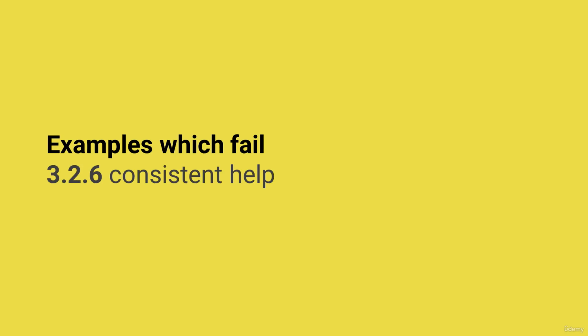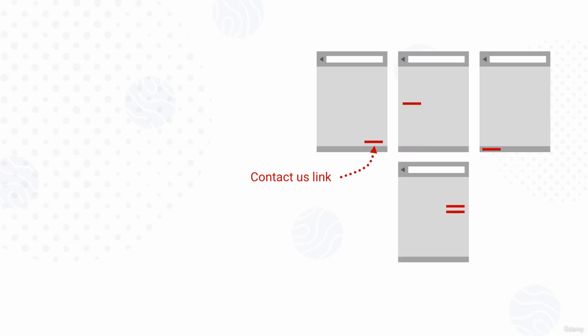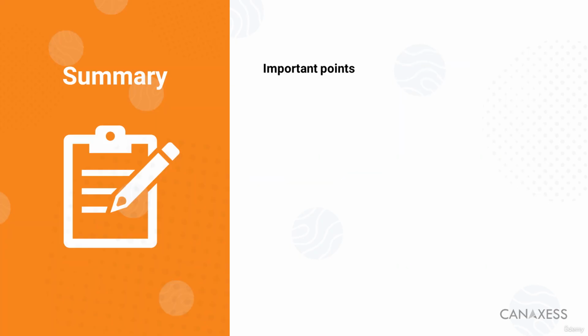What does failing the criterion look like? Since a Contact Us link has its position alternate between the header and footer across multiple pages, this is a fail. Everyone benefits from consistently located help. For users with a disability, it can be particularly challenging. Where a user has a cognition or memory impairment, inconsistently located help may mean a user is unable to complete a task or work through an issue without further assistance.